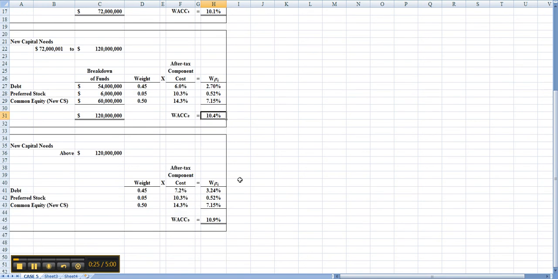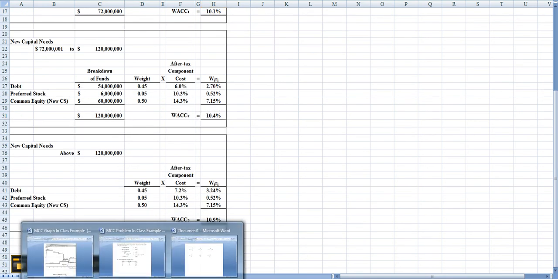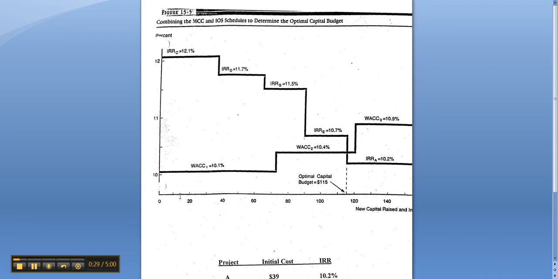So to do that, we have to set up a graph where we're going to graph our WACC levels against the IRRs of our projects. So from 0 to $72 million, we're at that first level of WACC. From $72 million and $1 to $120 million, we're at that next level of WACC. And from $120 million and above, we're at that third level of WACC.